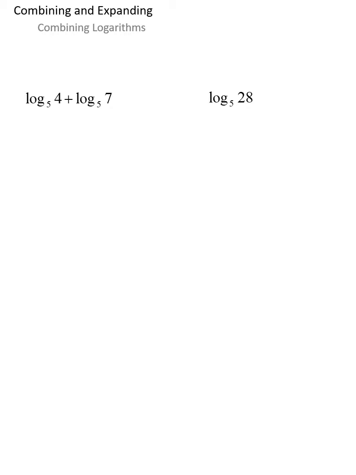See if you can see the connection between the expression on the left and the expression on the right. I'll pause while you think. If your brain caught on to the fact that 4 times 7 is 28, you've discovered an interesting rule about logarithms, that you can add two logarithms together, as long as they have the same base, which they do in this case of 5, that you can add two logarithms together by multiplying the arguments. We call this the sum property for logarithms, and it can be expressed symbolically like this.